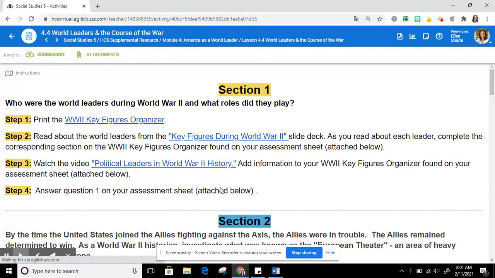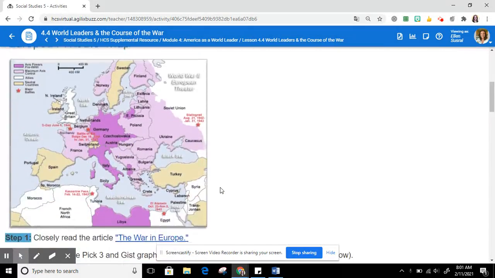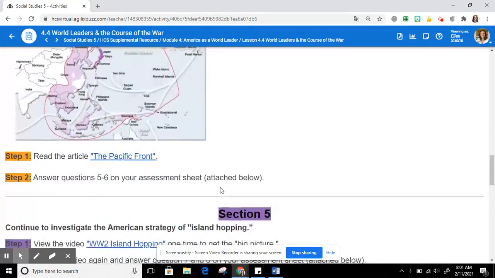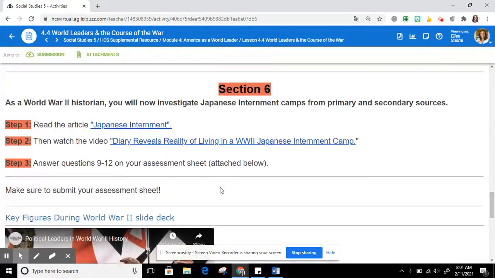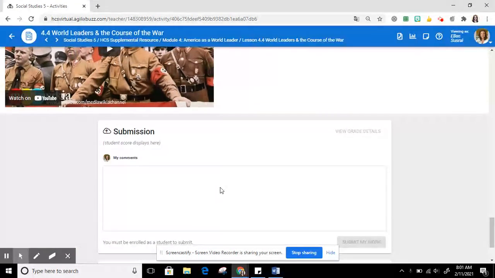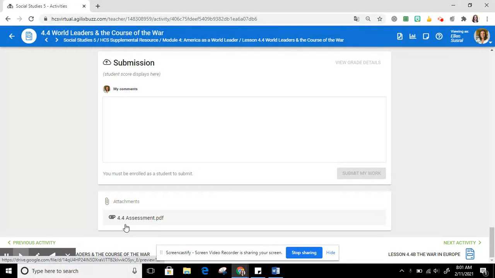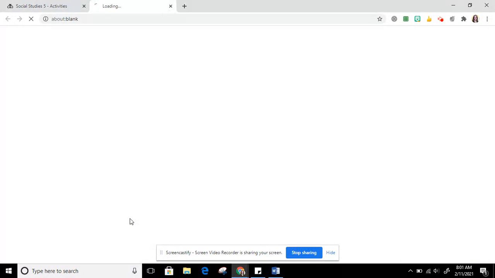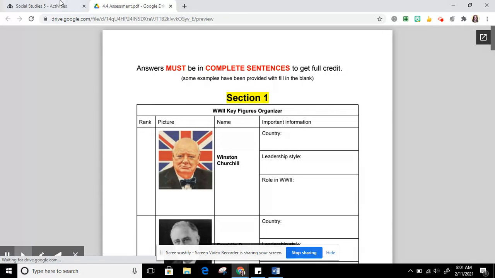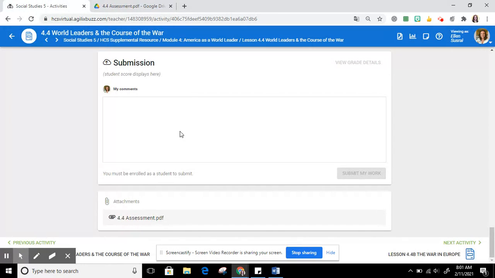And for this lesson, you've got a few sections. It goes all the way down to section 6. I'm going to pull up the assessment. The assessment's all the way at the bottom, 4.4 assessment. I'm going to open that up so we can look at the assessment while you are working on the lesson.